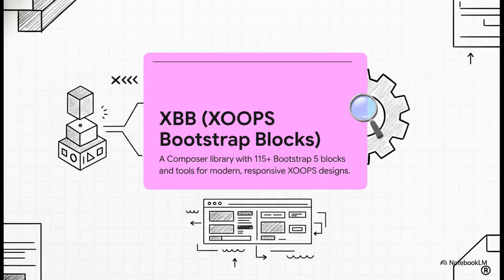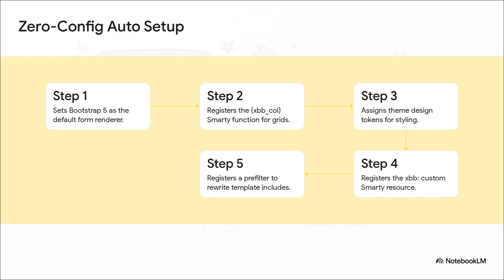So what exactly is XBB? Well, at its core, it's a Composer library that's just absolutely packed with tools. We're talking over 115 pre-built Bootstrap 5 components, a really smart form rendering system, and utilities to pull in dynamic data, all designed to let you build modern sites with truly minimal effort. And, here's the best part. It's a zero configuration setup. Seriously, you just install it via Composer, and XBB automatically hooks into XOOPS's preload system. It handles everything for you behind the scenes. No config files, no manual setup. It's just ready to go from the moment you install it.